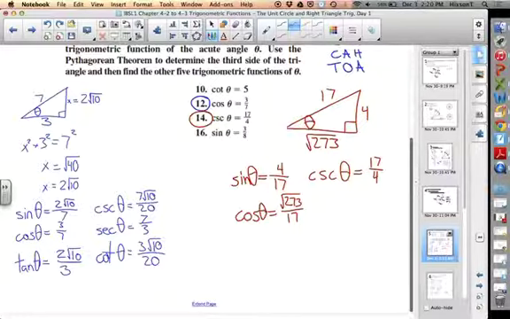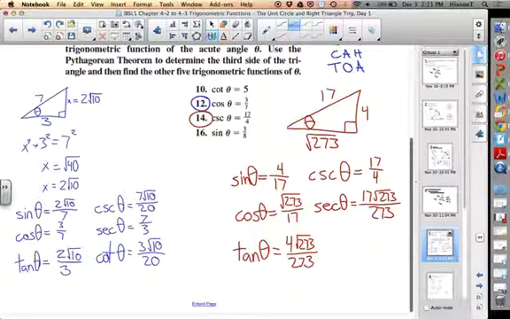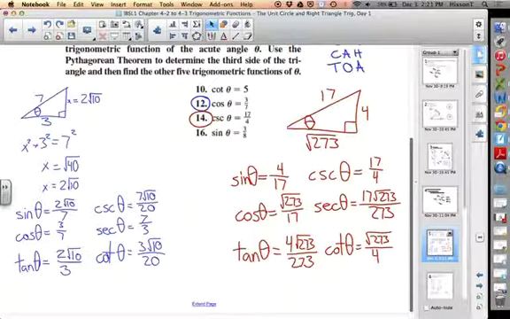And then we have secant. 17 over root 273, so it would be 17 root 273 over 273. There we go. And then we have tangent. 4 over root 273, so it's 4 root 273 over 273. For tangent, yes. And then cot is... Wait, I have a question. For tangent, I got 4 over... Oh, but then you have to switch the root. Yeah. All right. Any other questions?